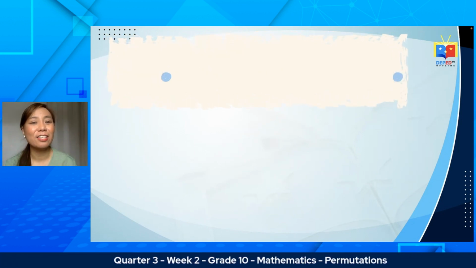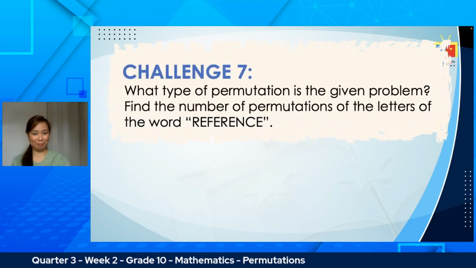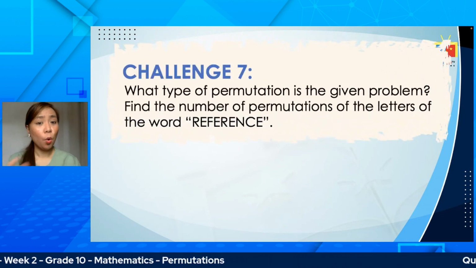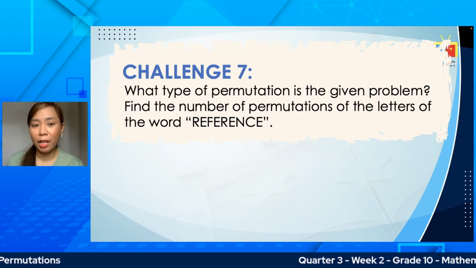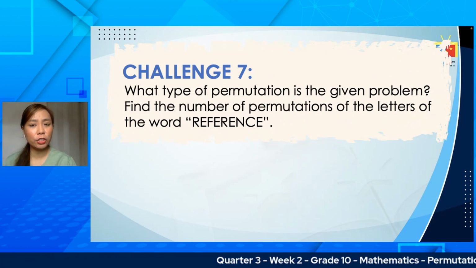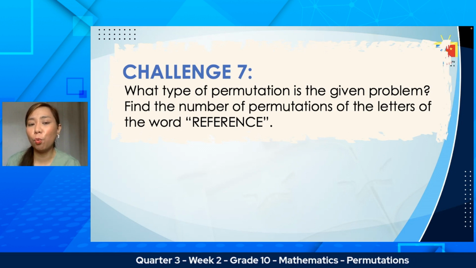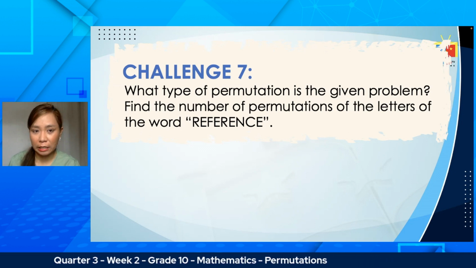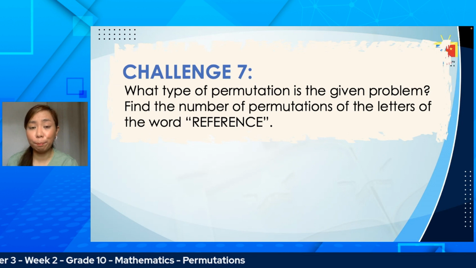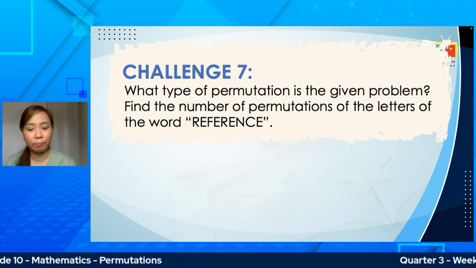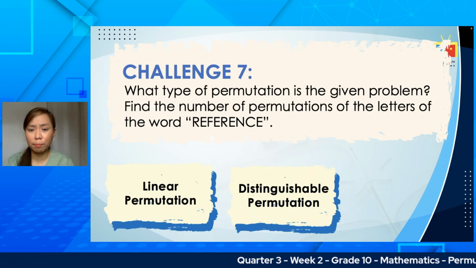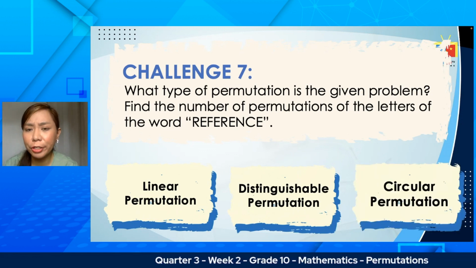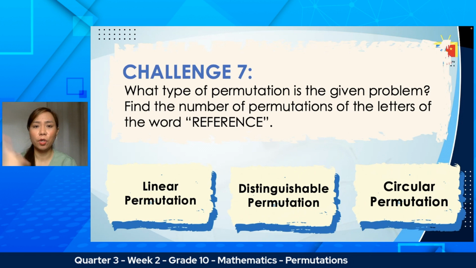Let's try challenge number 7. What type of permutation is the given problem? Find the number of permutations of the letters of the word reference. What type of permutation is this? Linear permutation, distinguishable permutation, or circular permutation? Go!